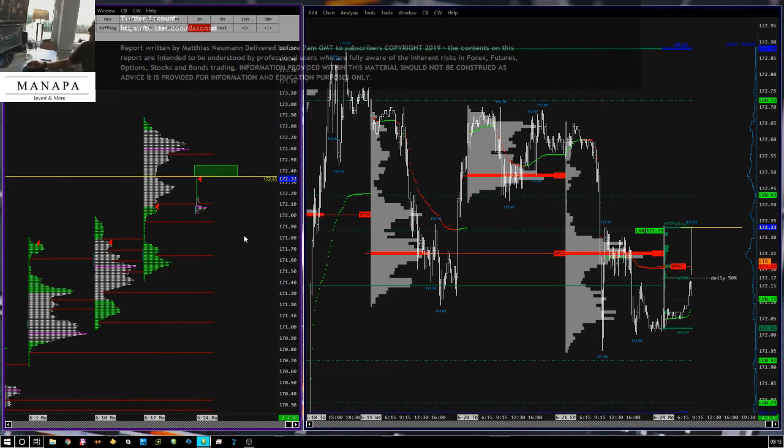Upwards, downwards, and that's our focus for today, to focus the long and the short side with the line in the sand, 72.35.